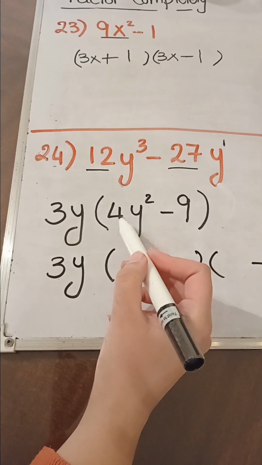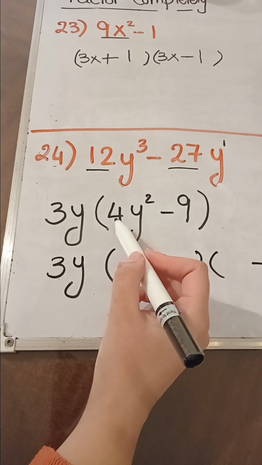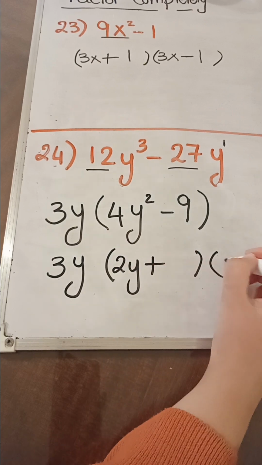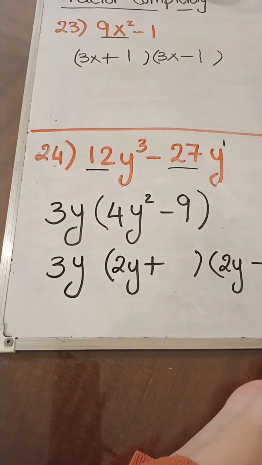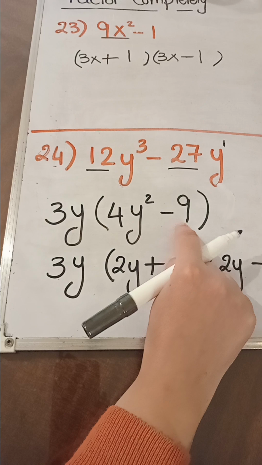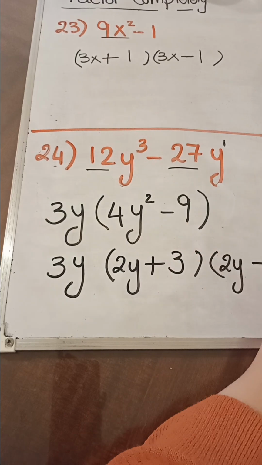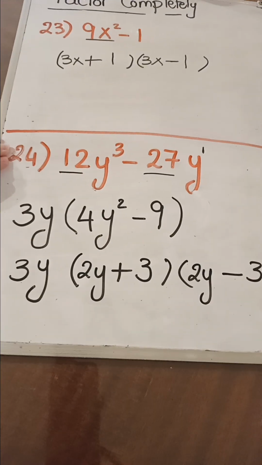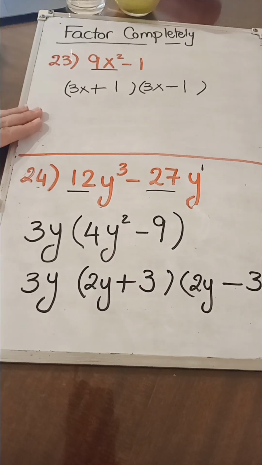I'm going to ask myself what multiplied by itself gives us 4y squared. We're going to see that 2y times 2y gives us 4y squared. What multiplied by itself gives us 9? 3 times 3 gives us 9. And this is going to be my factored form for this expression.